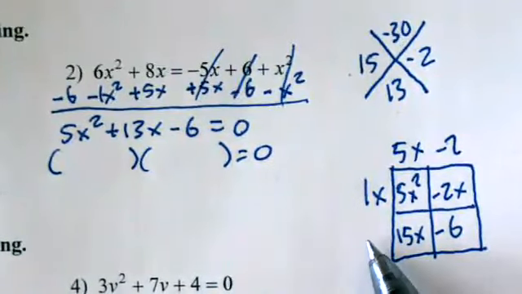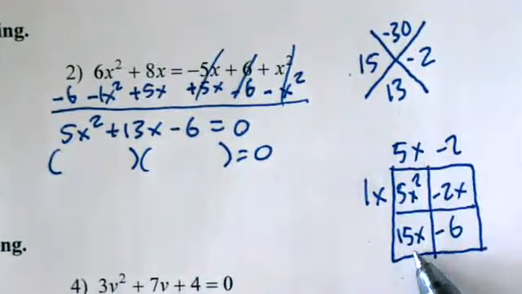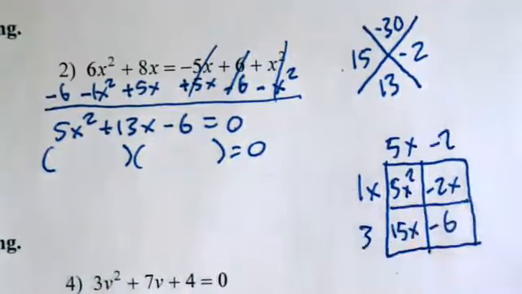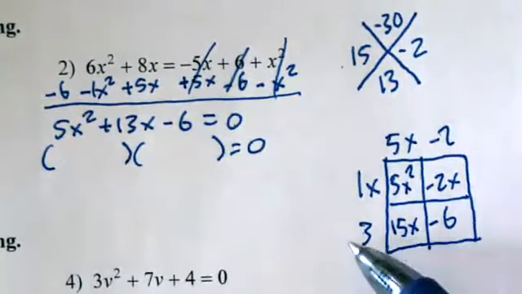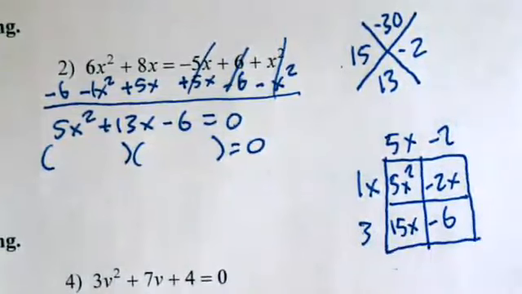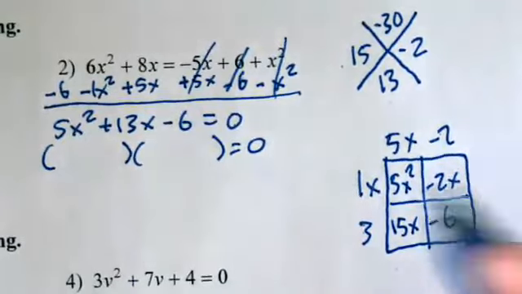And in this spot, what multiplies by 5x to get us 15x? 3. Double check, make sure that works to get you the negative 6 also. 3 times negative 2 is negative 6. Yes, it works. So we got a 5x minus 2 and an x plus 3.